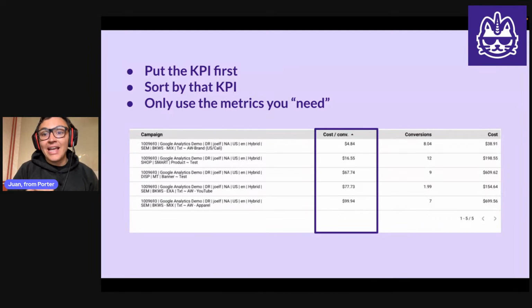And finally, I am removing metrics. In the past, I had impressions, I had clicks. This time my table only has the 3 metrics, the KPIs I want to focus on.